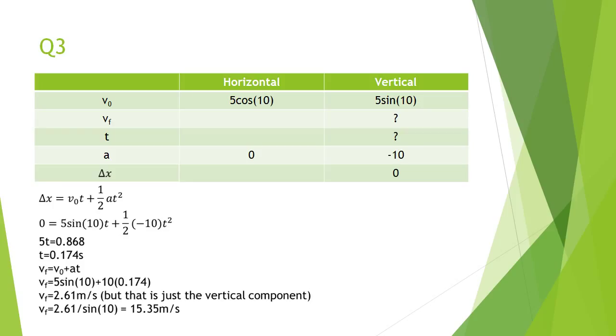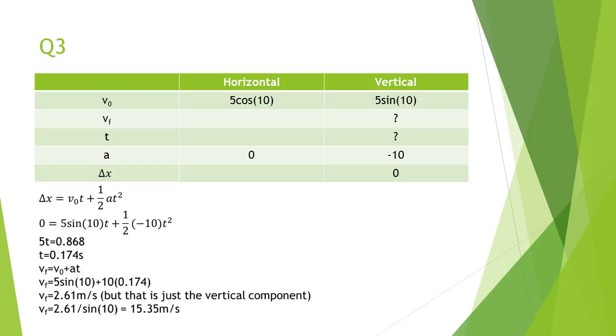So if we find the time, we could see that time equals 0.174 seconds. Now, if we then use the formula Vf equals V0 plus at, actually you don't really need to. You could just go straight with another formula, but this is another way to do it. It's a two-step process, but it's easier on the math. If you do that, you would see Vf is going to be 2.61 meters per second.